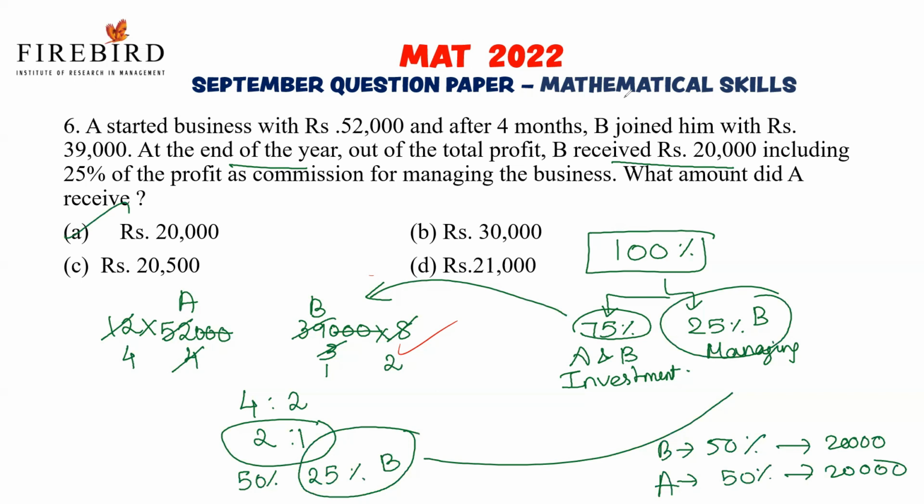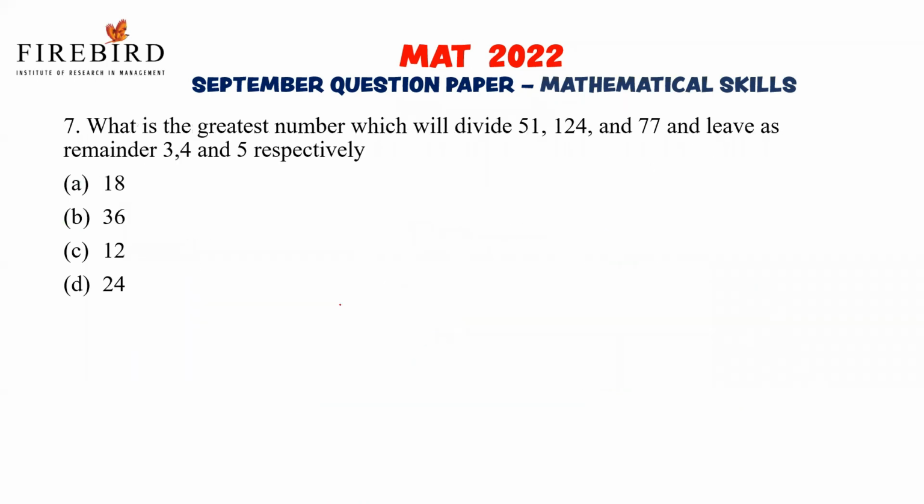Now we'll go to the next question. Now, what is the greatest number? It is a question based on LCM and HCF. So what I'll do is, it is better if you go with the options. What is the greatest number which will divide 51, 124, 77 to leave 3, 4, 5 as remainder? So, the greatest number, I'll check with 36. If I divide 51 by 36, definitely 2 times of 36 is 72. 3 cannot be my remainder. So I'll drop this 36 option.